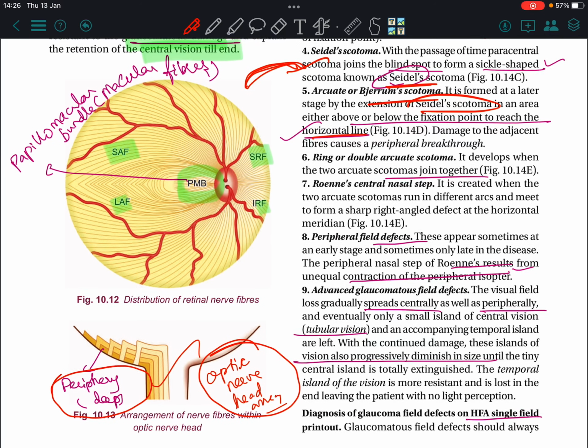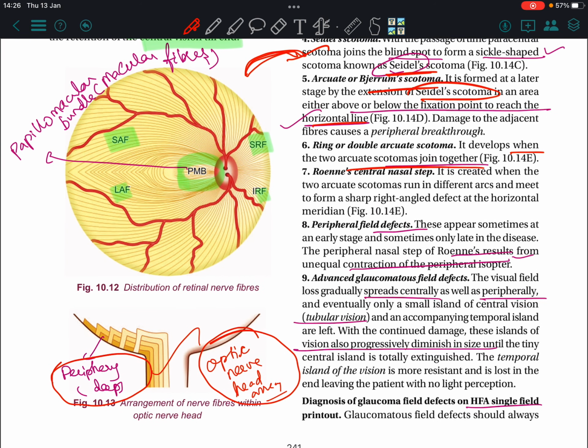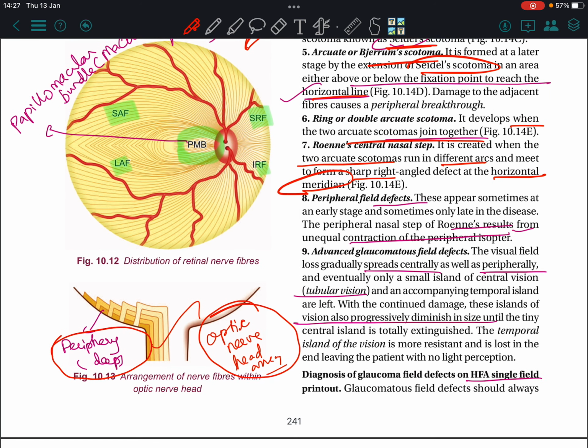Peripheral fibers are deep fibers, and ring or double arcuate scotoma develops when two arcuate scotomas join together. Ronne's central nasal step is created when two arcuate scotomas run in different arcs and meet to form a sharp right angle defect at the horizontal meridian. Peripheral field defects appear sometimes at an early stage and sometimes only late in the disease. The peripheral nasal step of Ronne results from unequal contraction of the peripheral isopters.